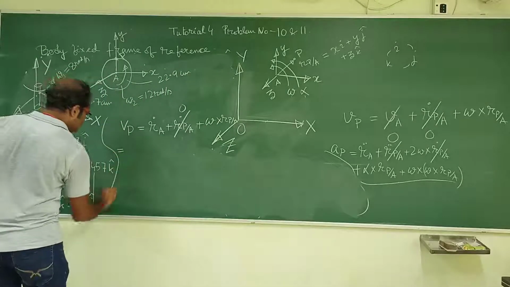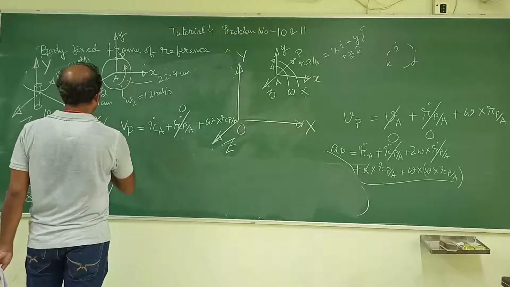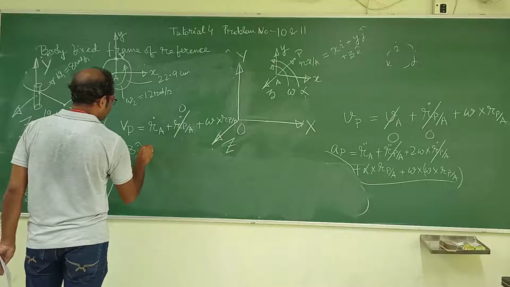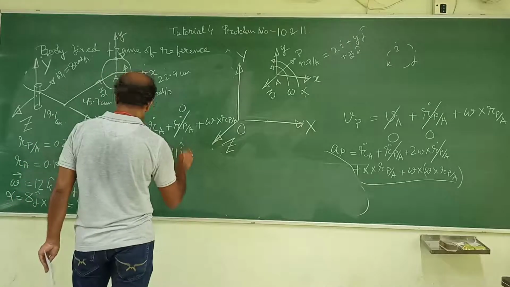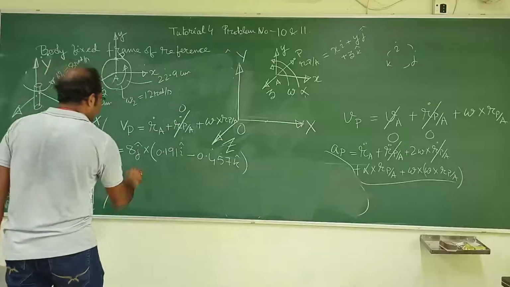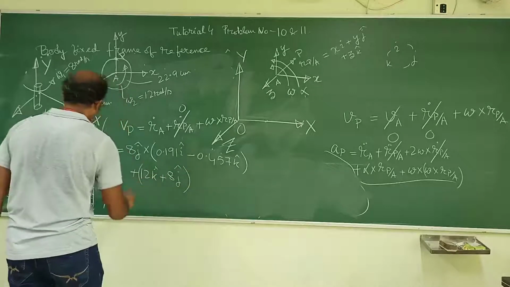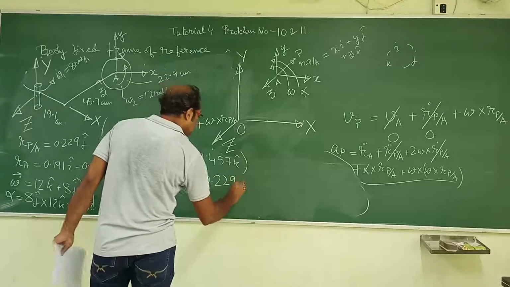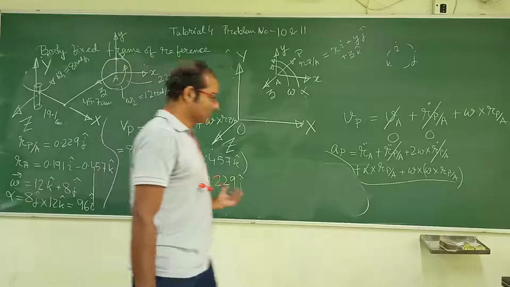Now R_A is what? Tell me. R_A is going to be, omega 1, that means 8J cross R_A, that means 0.191 I minus 0.457 K, plus omega, that means 12 K plus 8 J, cross R_P/A, which is 0.229 J. Yeah, so unlike the previous problem, it cannot be done without the calculator.